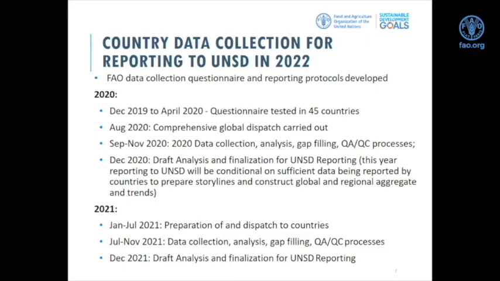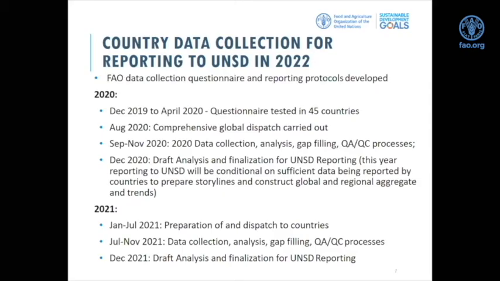In August of this year, we sent a comprehensive global dispatch. By that I mean we sent the FAO data collection questionnaire to all member states. If I'm not mistaken, we sent it to 213 countries. Stefania, correct me if I'm wrong. And then from September to November, our idea is that once we start receiving the information from countries on the questionnaire, we start the analysis, gap filling, quality assurance and quality control processes, whereby we may again come back to you regarding the data that you have reported using that questionnaire.